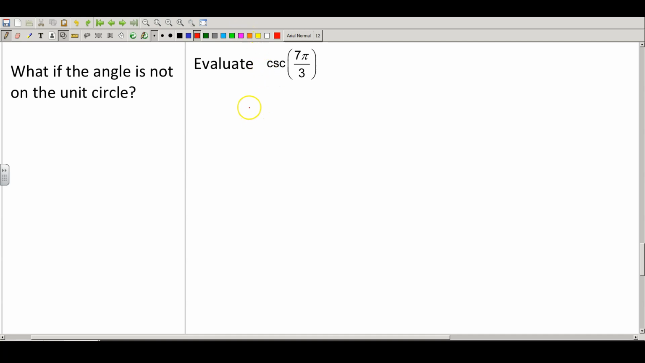All right, so what if we're asked to find the cosecant of 7 pi over 3? And we're going to assume that we're using the unit circle and not a calculator to do this problem. Well, typically we would, let's just say we draw out a little circle here.